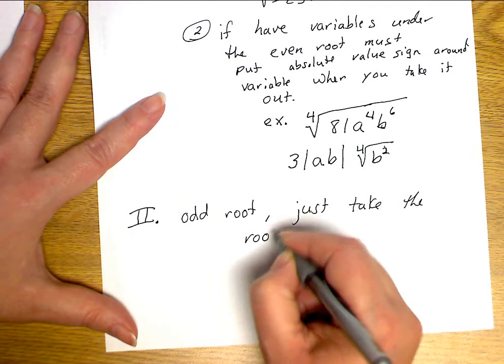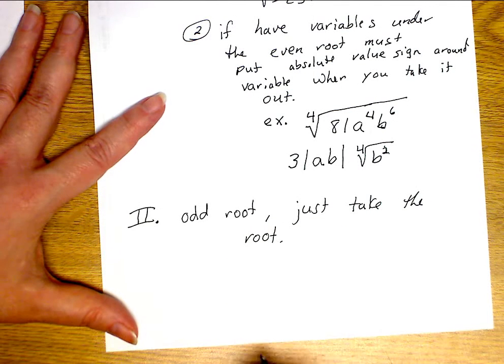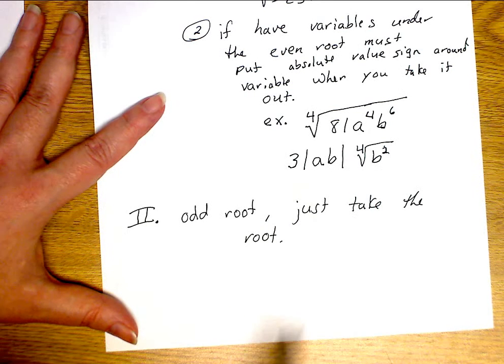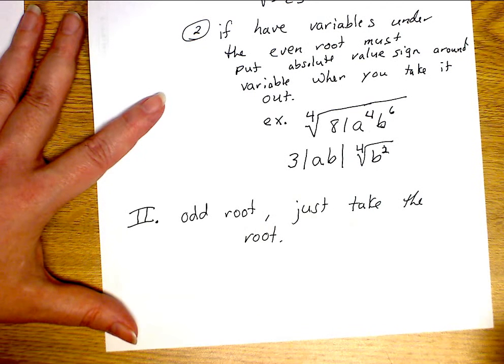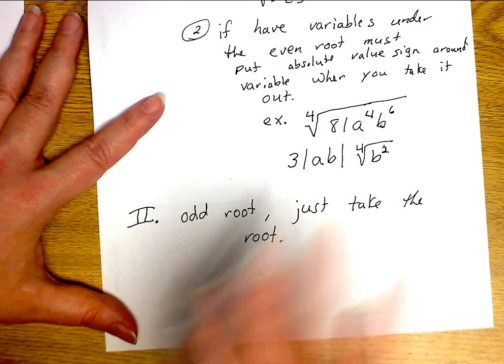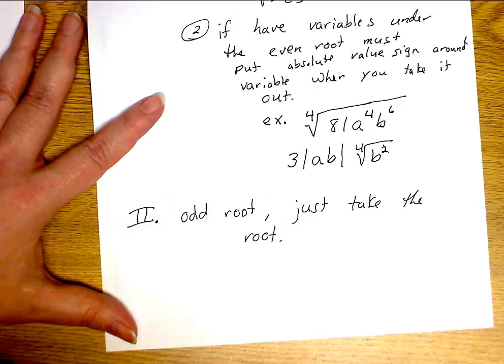You don't have to worry about absolute values. You don't have to worry about negatives. So you're just taking the root. You will still have to do the perfects, but you won't have to worry about any other rule. On an odd root, you can always take an odd root. It doesn't matter what it is.